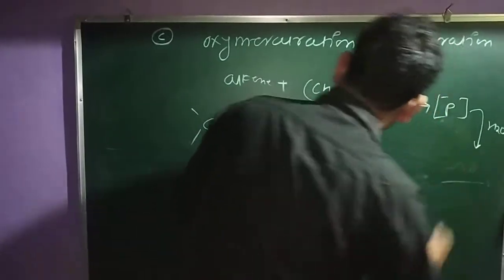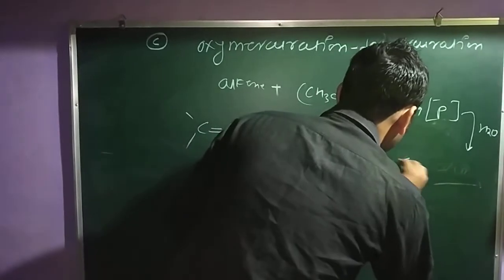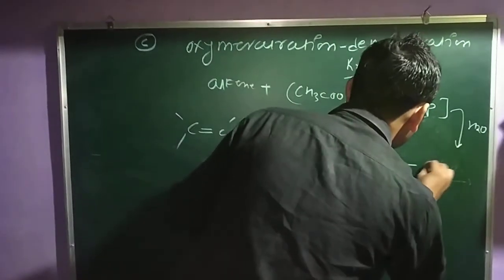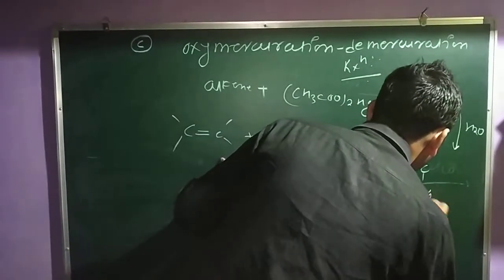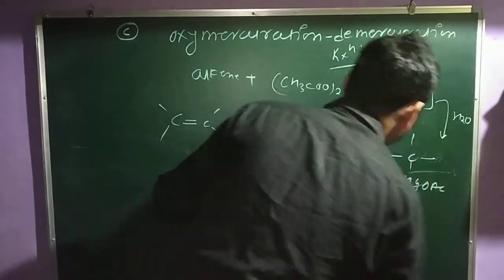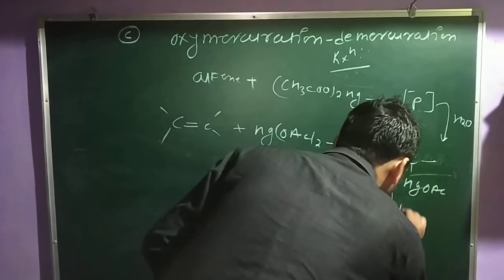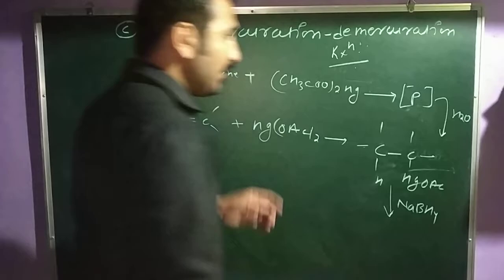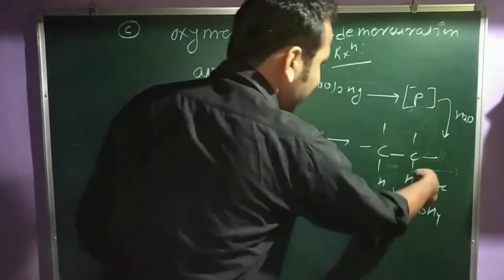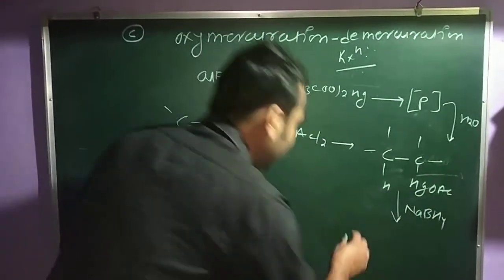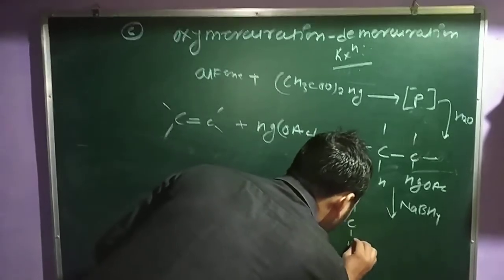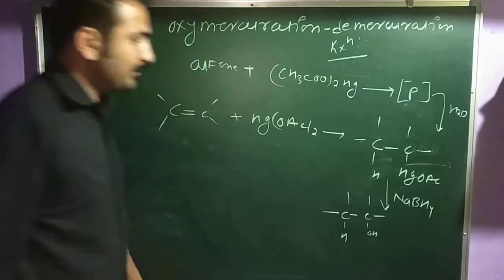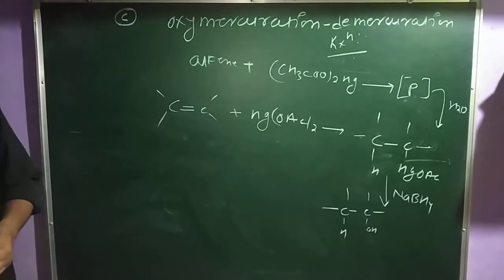So this one gives you C, one H is here, C, HgOAc on this one, and this one on treating with NaBH4 gives alcohol. That means this HgOAc will be removed and the product will come in the form of alcohol. This is your alcohol. Clear?